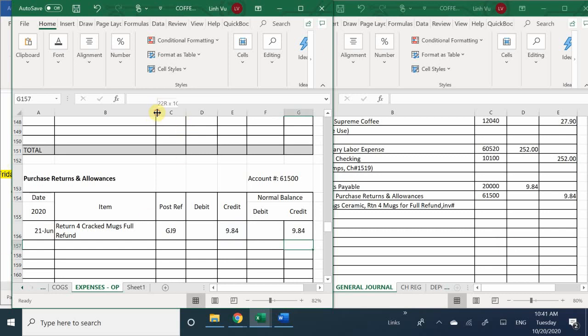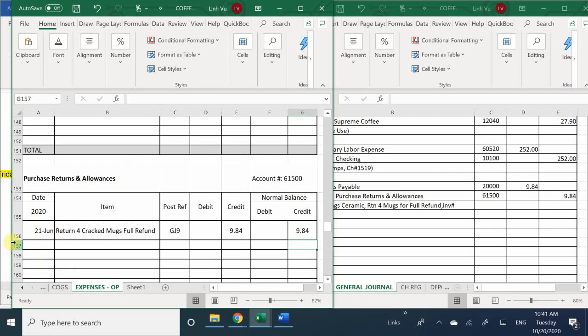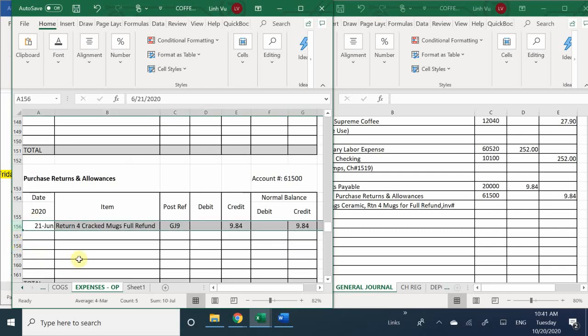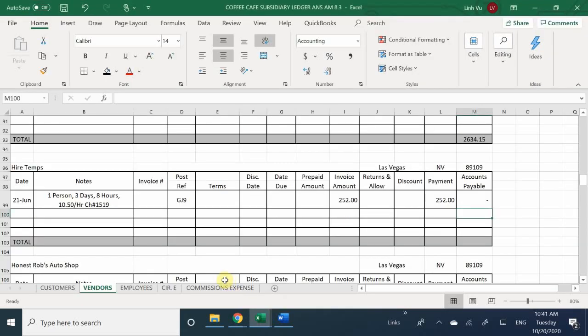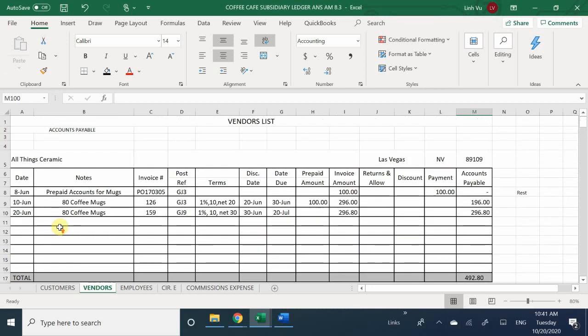Okay. $9.84. Okay. Now, where do we need to go? Subsidiary ledger, right? We need to inform my vendor that, hey, I received some broken mugs, so therefore I want a refund. And they're going to issue you either a credit memo, or they're just going to apply it to the invoice itself. In this case, we're going to have it applied to the invoice.